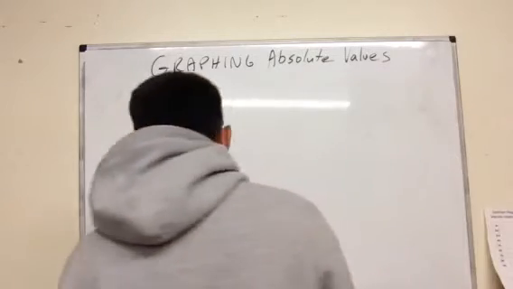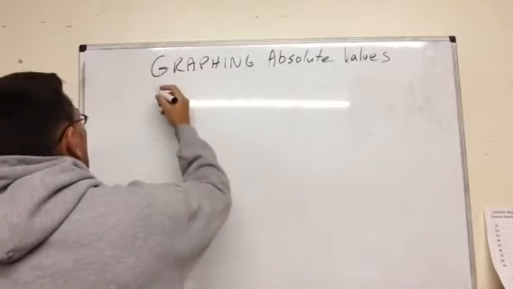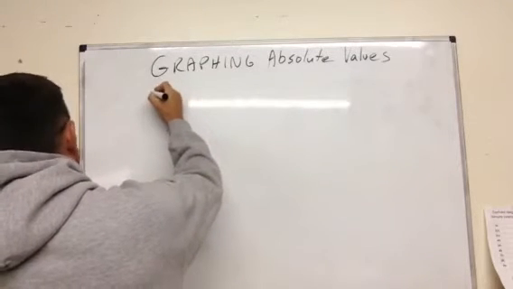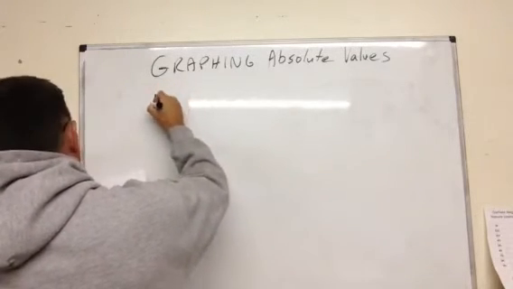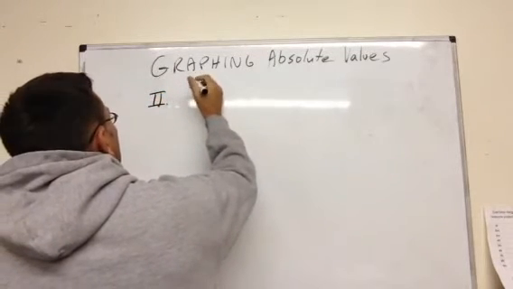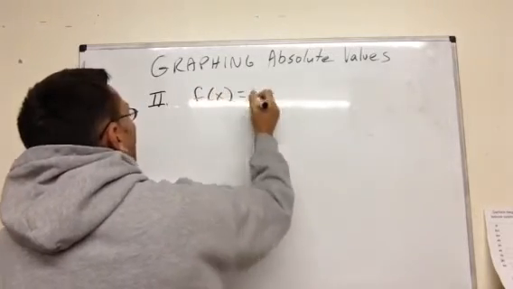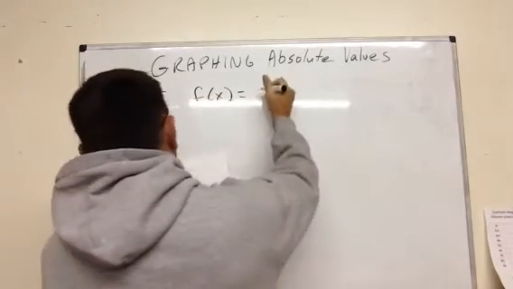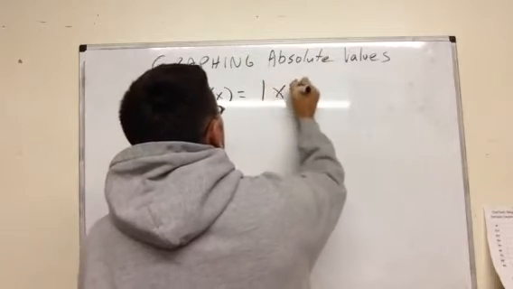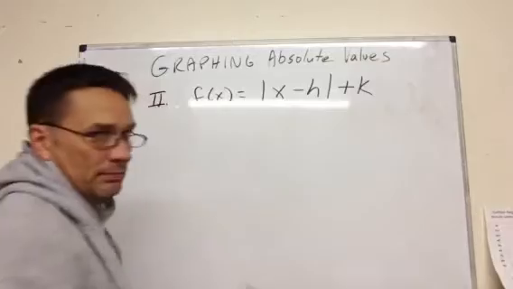So this is something you want to copy down. This is going to be very important. I would look at this consistently. This is the basic equation of an absolute value function: f of x equals the absolute value of x minus h, plus k.